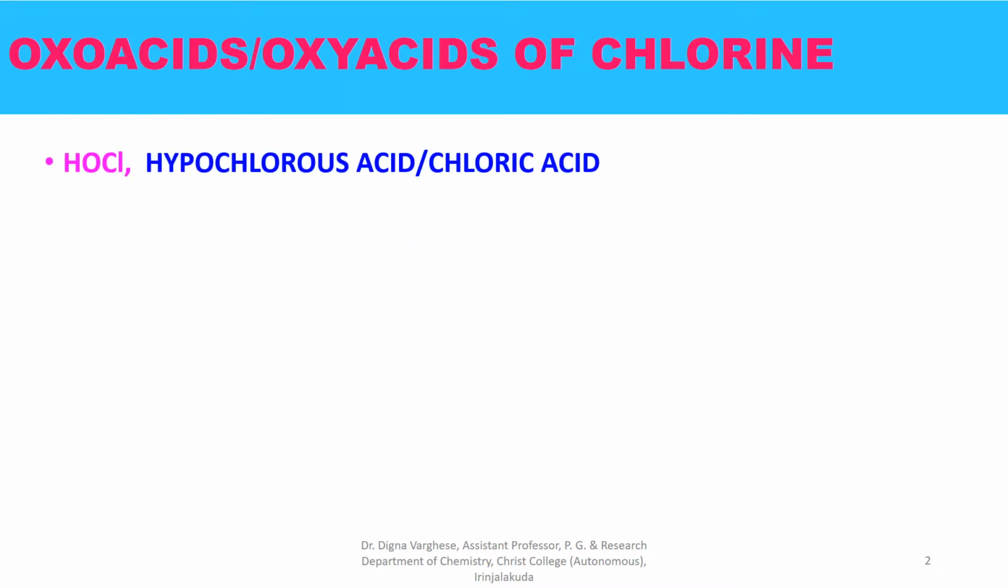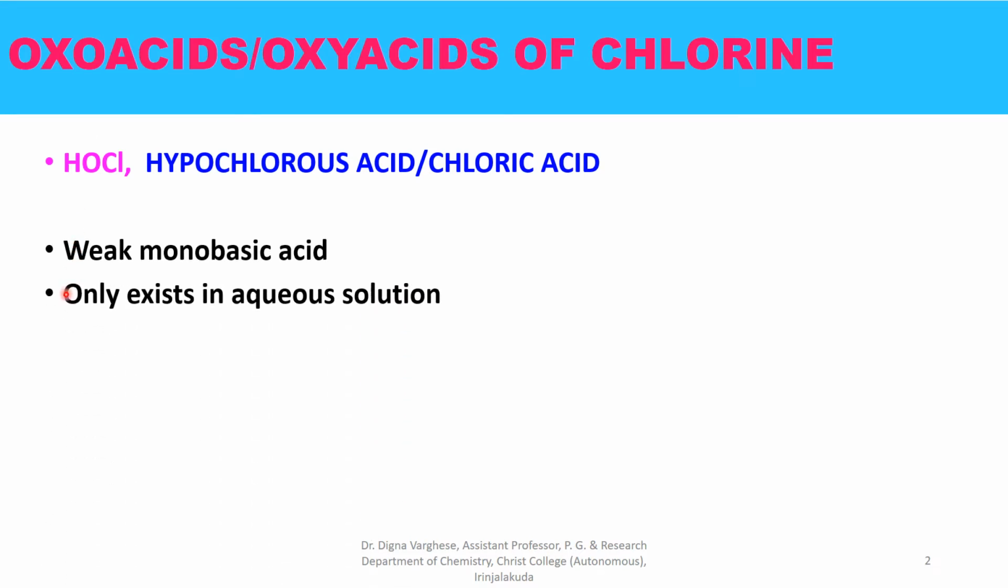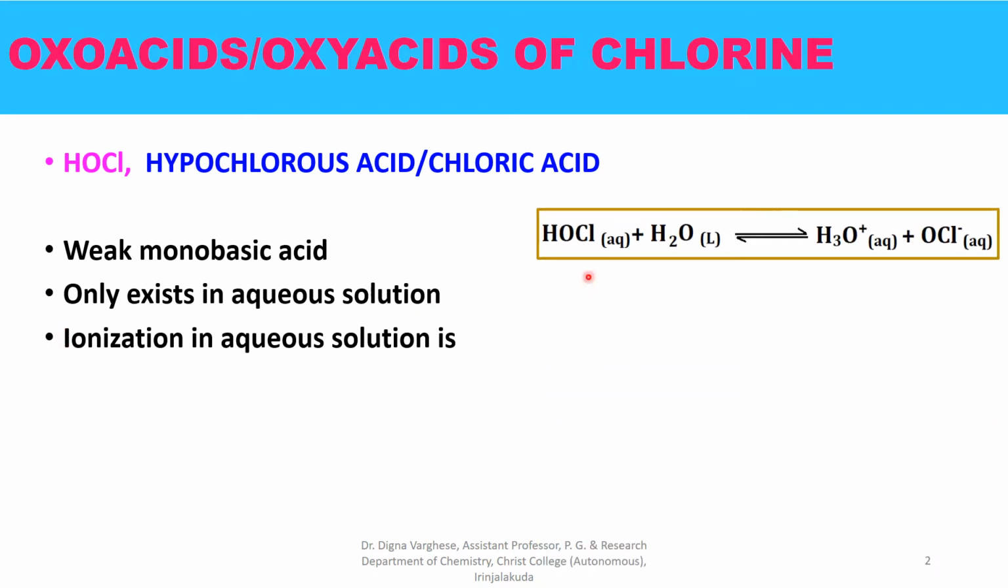First one is hypochlorous acid or chloric(I) acid, in which the oxidation state of chlorine is +1 and the molecular formula is HOCl. It is a weak monobasic acid. It can only exist in aqueous solution, and the ionization in aqueous solution of hypochlorous acid is given here.